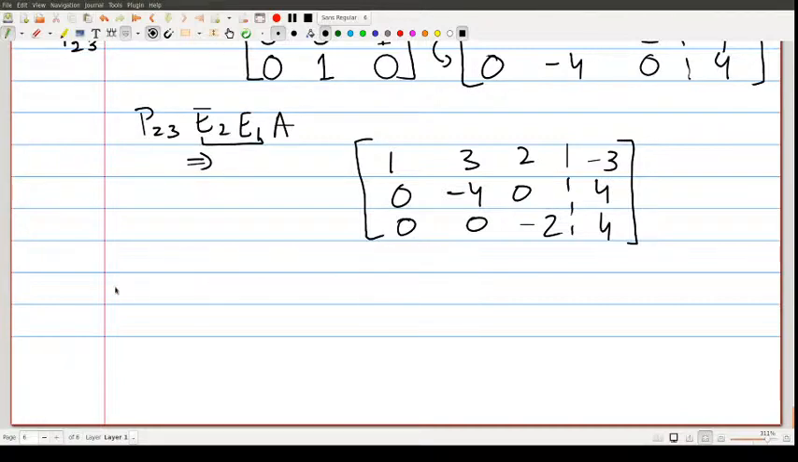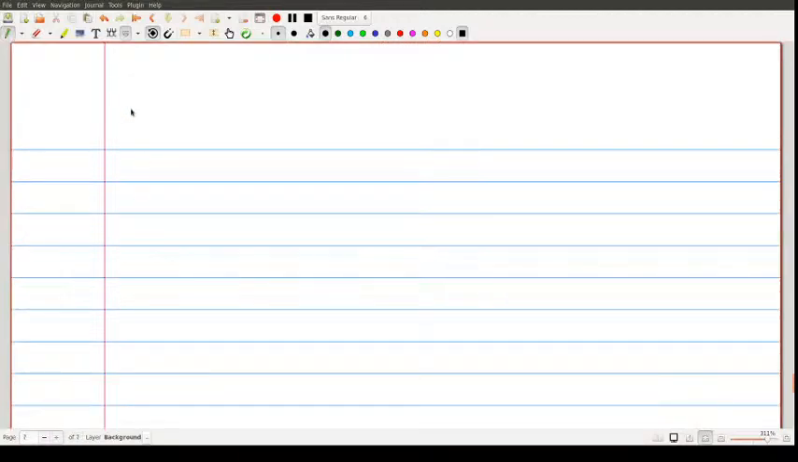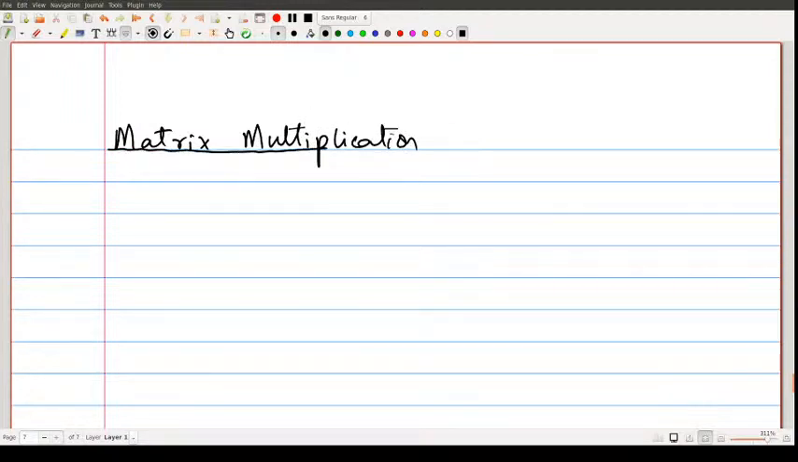Okay, let's move on and talk a little bit about matrix multiplication. This is something that I've assumed you already know, and we've done a lot of matrix multiplication, but the ideas and different views that we have gone through give us a better picture of different ways of looking at matrix multiplication.